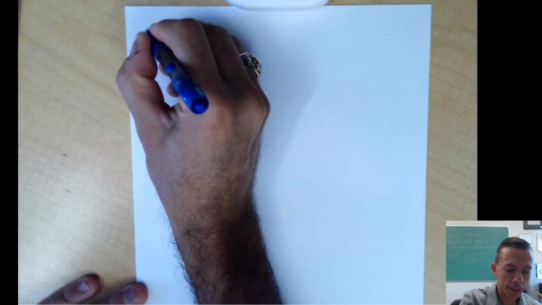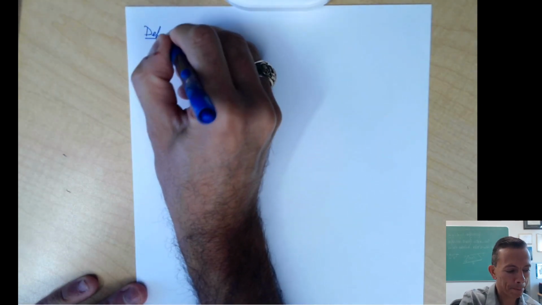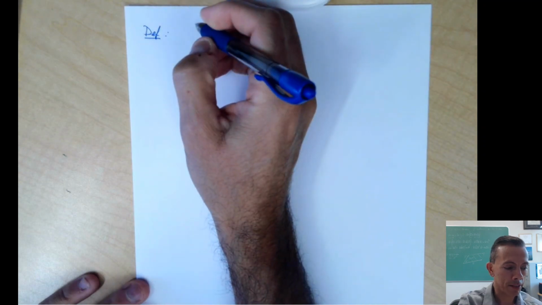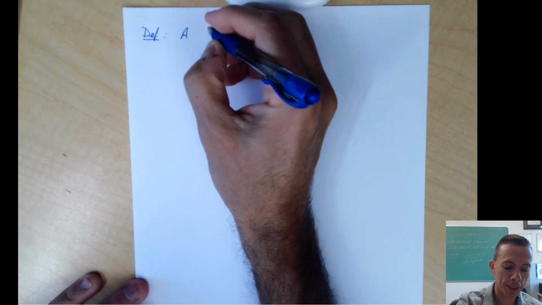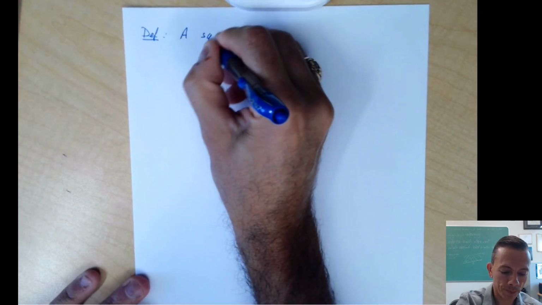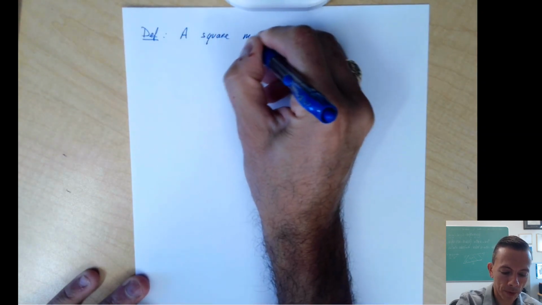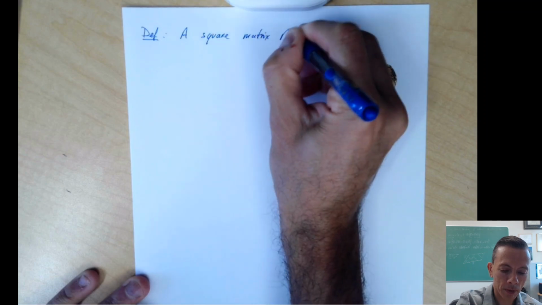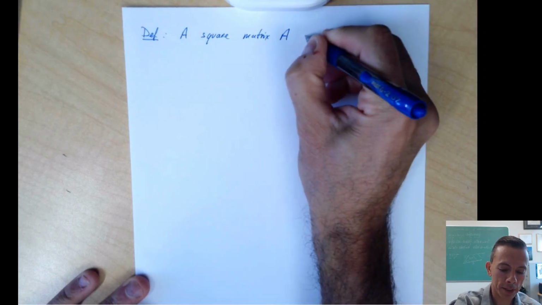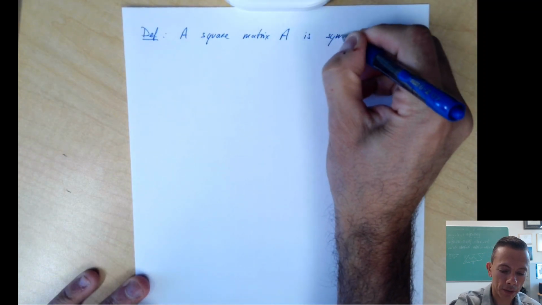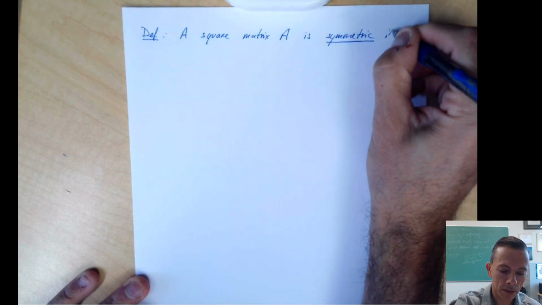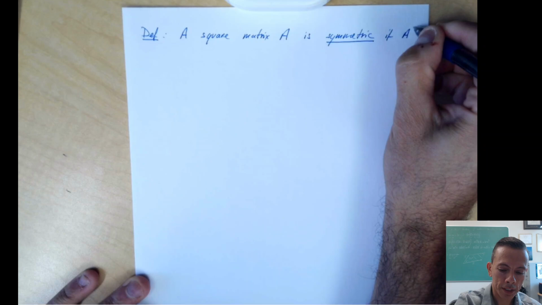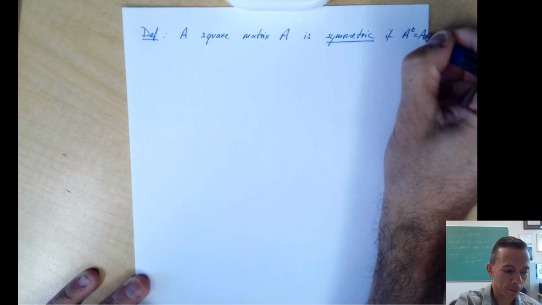So the second definition for today is a symmetric matrix, which is a matrix that is equal to its transpose. So that implies that it has to be square. So a square matrix A is symmetric if AT equals A.